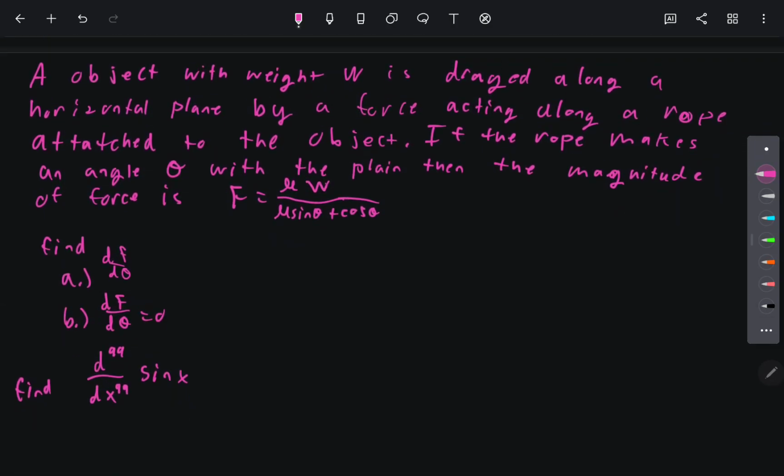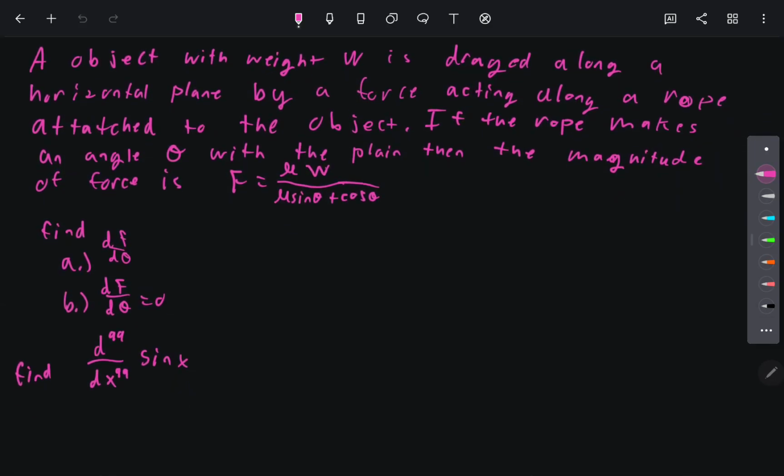So, let's see. We have an object with a weight W being dragged along a horizontal plane by a force acting along a rope attached to the object. If the rope makes an angle theta with the plane, then the magnitude of the force is equal to mu times by the weight all over mu sine of theta plus cosine of theta. So we want to find the derivative of force with respect to theta.